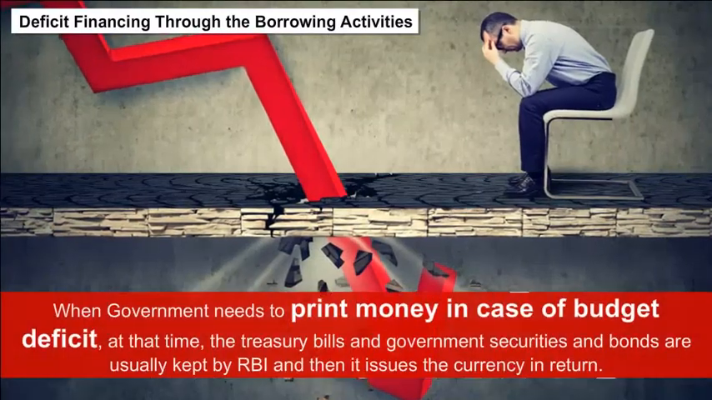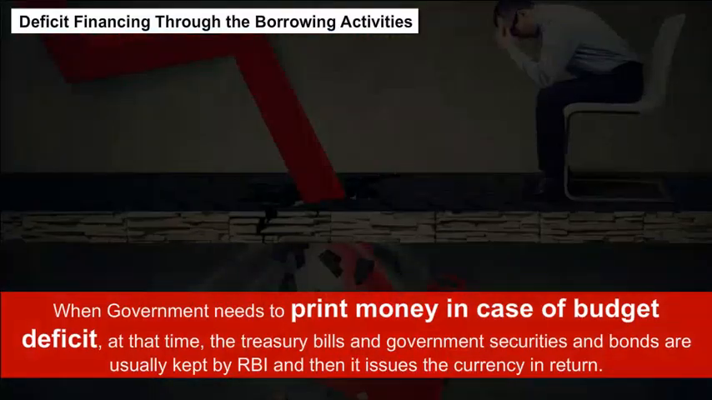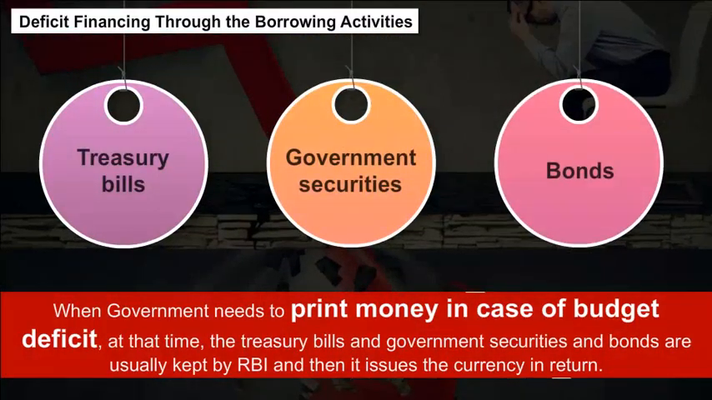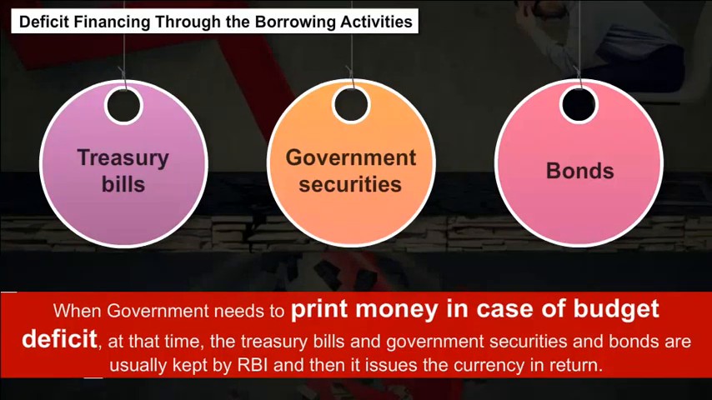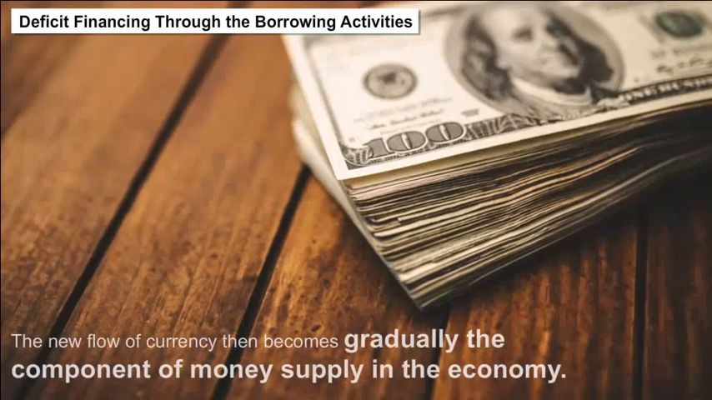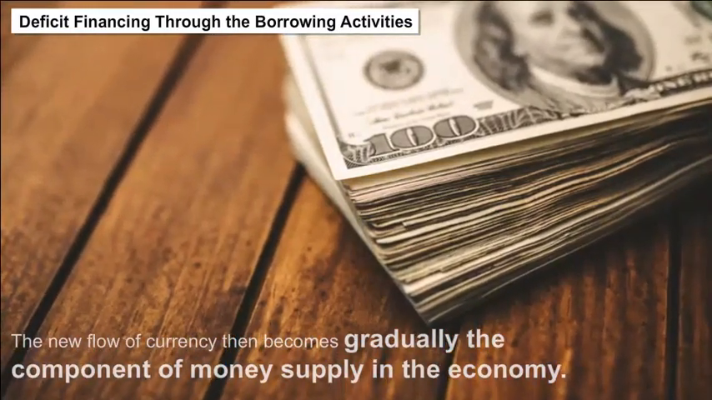When the government needs to print money in case of budget deficit, at that time, the treasury bills, government securities and bonds are usually kept by RBI, and then it issues the currency in return. The new flow of currency then becomes gradually a component of money supply in the economy.